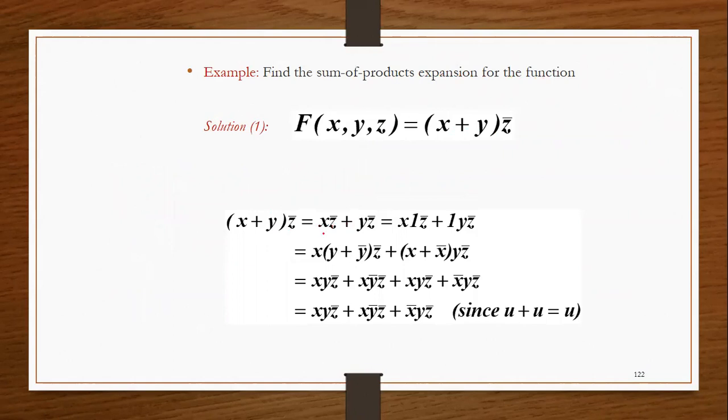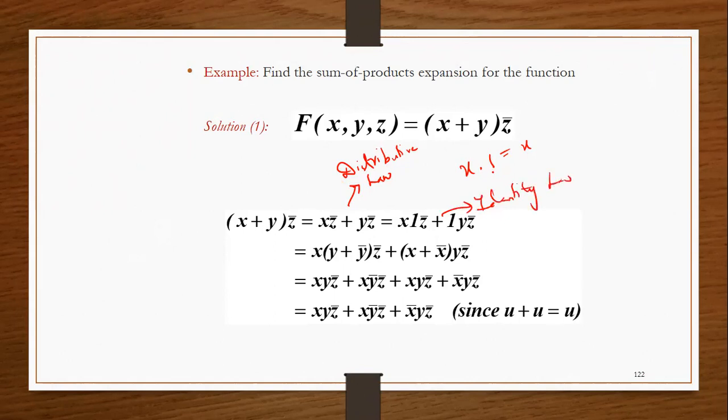So (x plus y) into z bar will be given as x z bar plus y z bar. Then we are using the identity law. So we are introducing x into 1, which will give us x again, or x z bar into 1 will give us x z bar again. So here in both the terms I am using, let me just mention it, this is your distributive law, and these laws should definitely be written down. Those are very, very important. That is the reason I am mentioning it in the video. And this is your identity law.